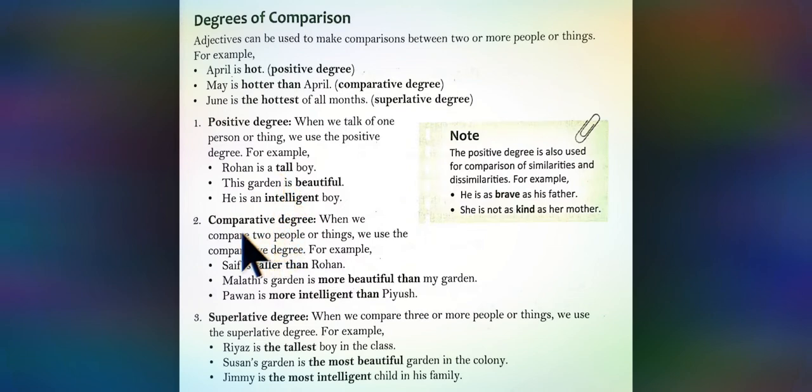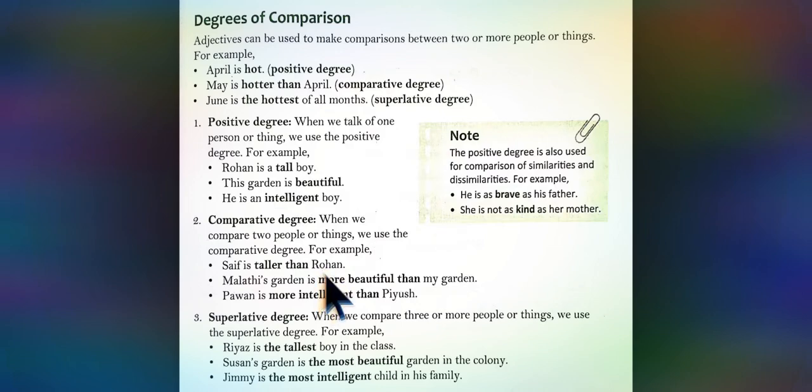Next type of degree is comparative degree. So when we use comparative degree, students, when we compare two people or things, we use comparative degree. For example, Saif is taller than Rohan. So you should keep in mind that we use comparative degree when we compare two people. Here in this example, you can see that we are comparing two people, that is Saif and Rohan. Another example, Rohan is taller than Saif.